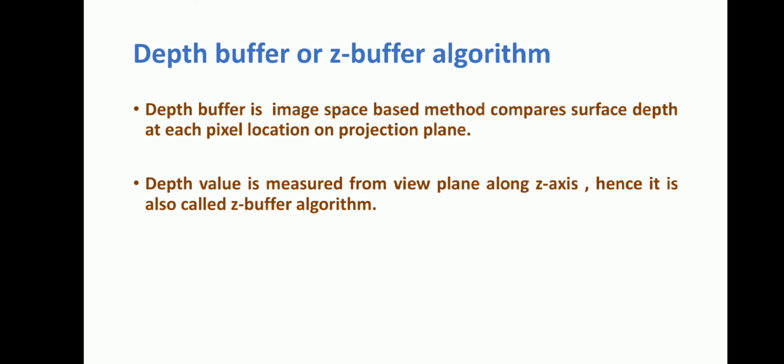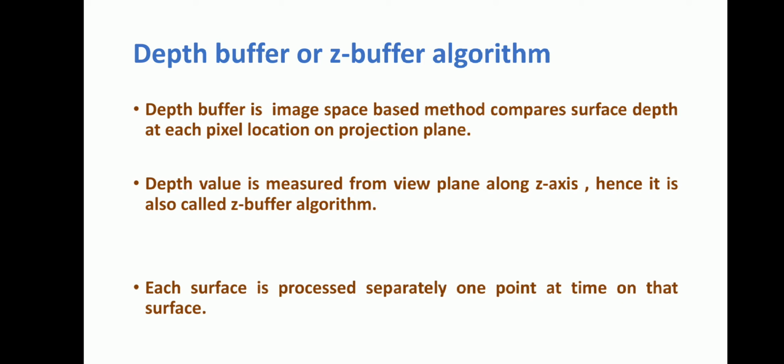Because the depth value is measured along the Z axis, it is also called the Z buffer algorithm. It is called a depth buffer because it compares the surface depth at each pixel location on the projection plane. So this algorithm can be called the depth buffer algorithm or the Z buffer algorithm. For the pixel value at xy, the depth value will be calculated along the Z axis.